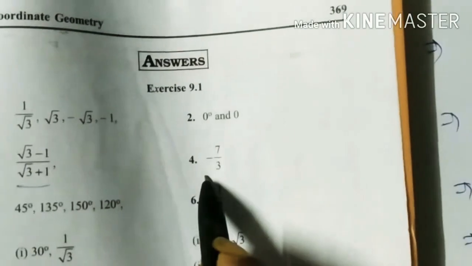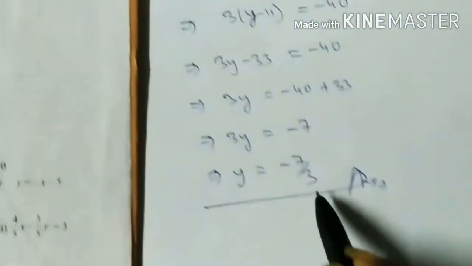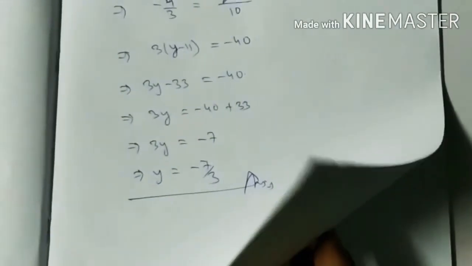Question number 4. See, minus 7 by 3, minus 7 by 3. Now I am going to question number 5.